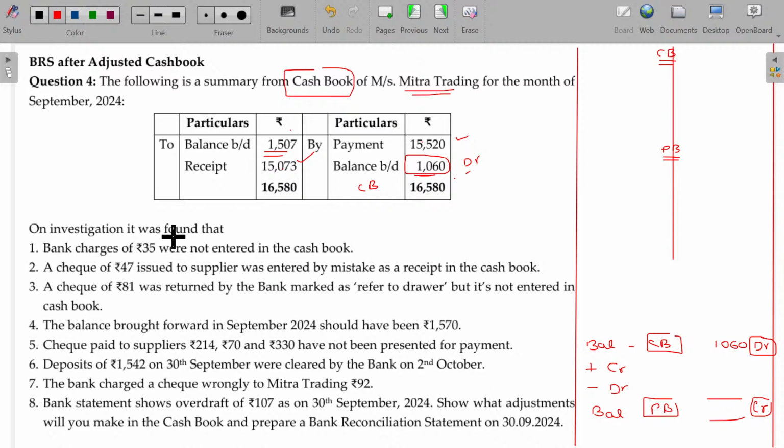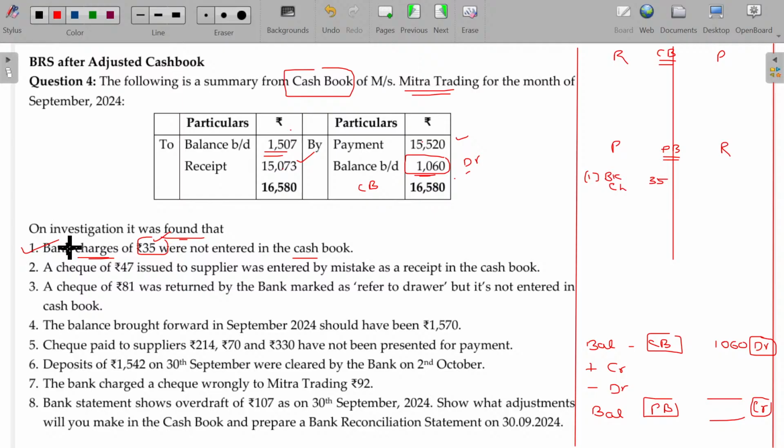On investigation, it was found that bank charges of 35 were not entered in the cash book. Usually, bank charges are posted only in the passbook. Receipt side, payment side. Bank charges is a payment shown only in which book? Passbook. So here, one item: bank charges, value being 35. Clear?